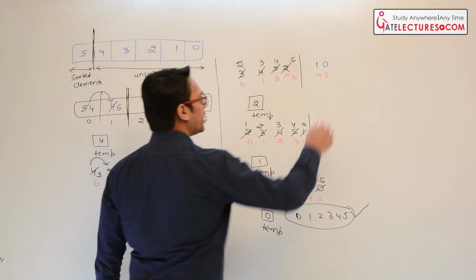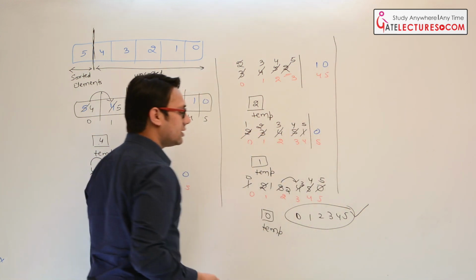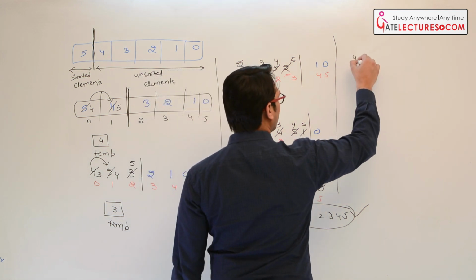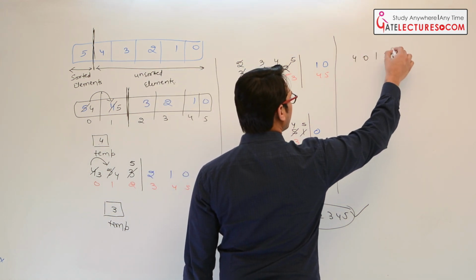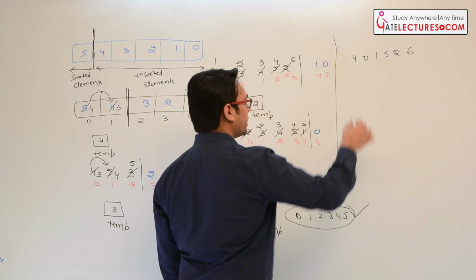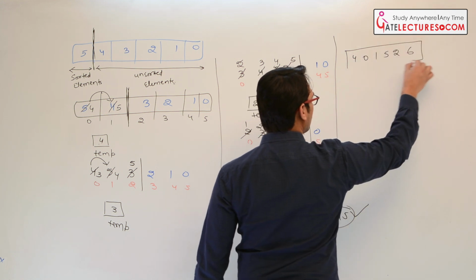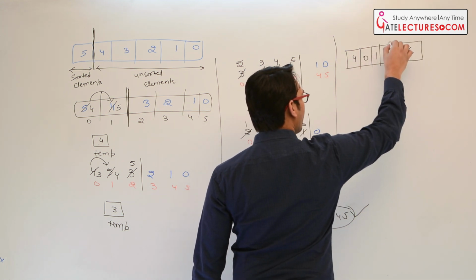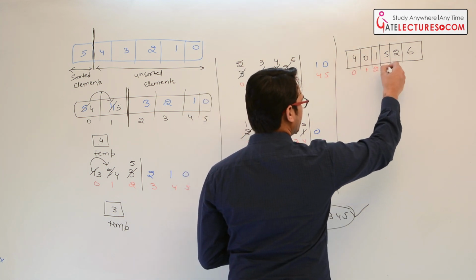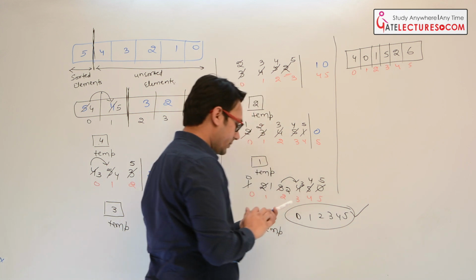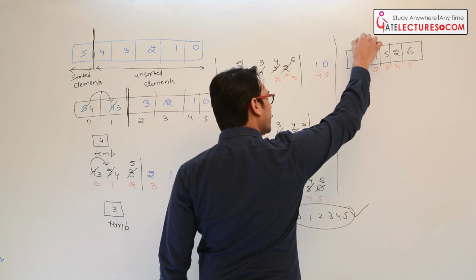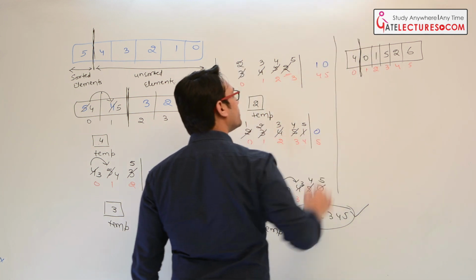Okay. Now let us see, let us assume we have some random elements and we want to sort the array. We have the elements which are 4, 0, 1, 5, 2, 6. And we want to sort this array using the insertion sort algorithm. Okay. So index locations here are 0, 1, 2, 3, 4 and 5. Fine.